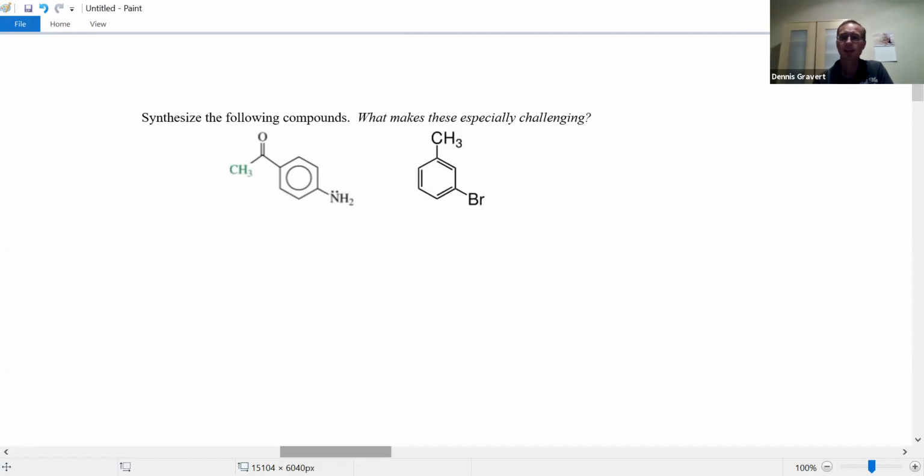Okay, we're going to end the video with these two, synthesizing these two. These are challenging problems. How do you synthesize these? We're going to map that out in a second. Why are they especially challenging? Well, here's the idea. You're going to start with benzene and make these molecules. So if you start with benzene and decide to do Friedel-Crafts first, put on the ketone group, totally allowed. This is a meta director.